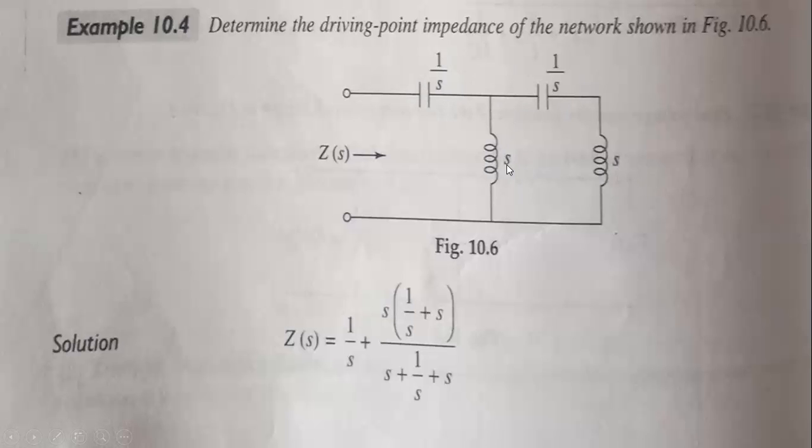Here also they have not taken LS. Why? They are assuming the value of L to be 1 Henry. So you can assume yourself C is equal to 1 microfarad and L is equal to 1 Henry. So there is no need to take 1 by CS and LS here. You can directly take 1 by S, and you are observing from this side, that is nothing but the impedance.